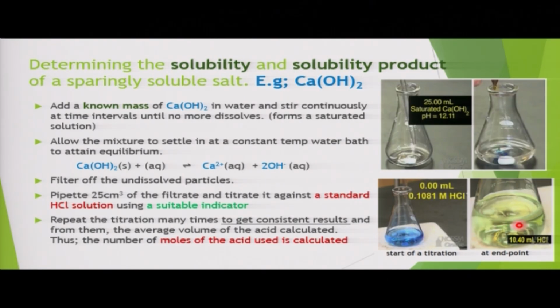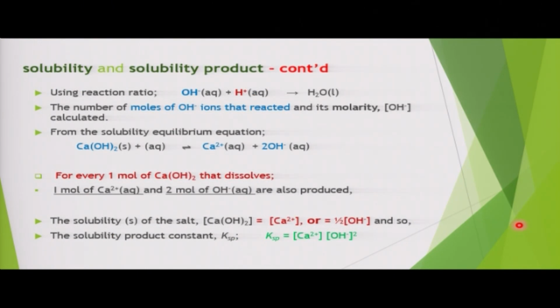Then, using the volume of the acid and its concentration, you calculate the number of moles. Then you relate the number of moles of the acid with the OH from calcium hydroxide. So there you get the concentration of OH ions in the saturated solution of calcium hydroxide in this case. And you will get the solubility by using the equilibrium equation.